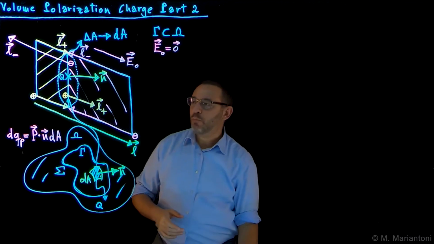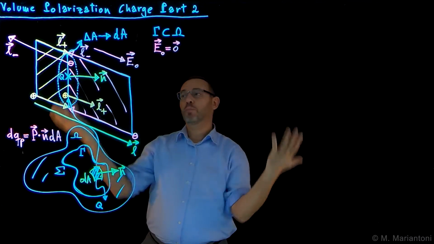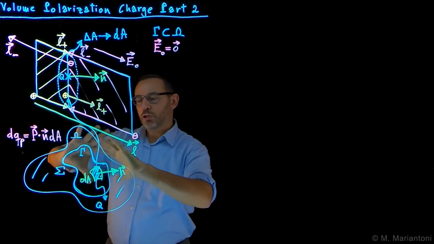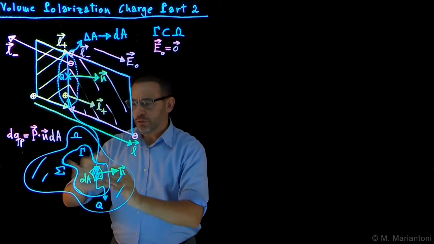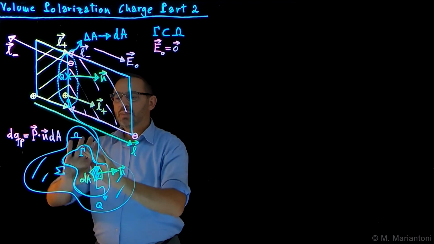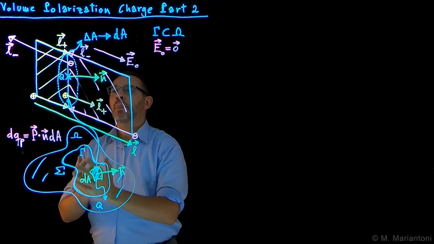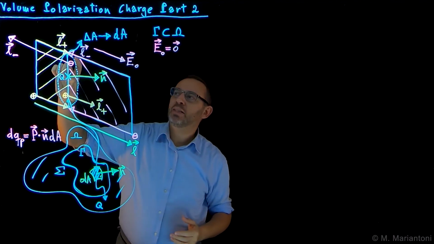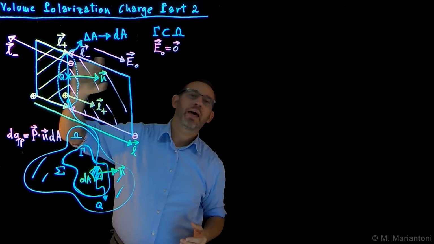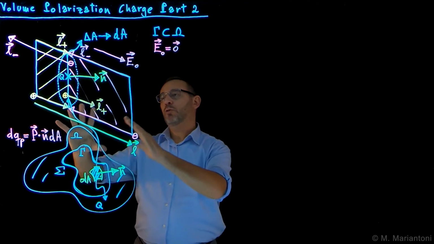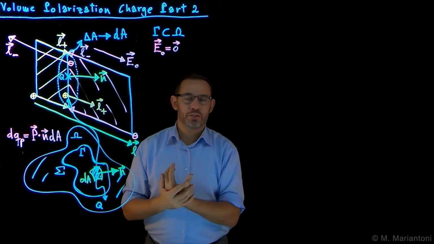So now I'm considering a continuum of these dAs, which when put together, that is integrated, generates capital sigma. So this boundary, capital sigma, is made up of all these infinitesimal boundaries of area dA in the limit, okay? So when you close them up, they create this closed surface.